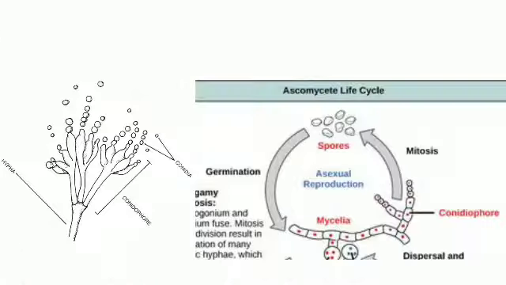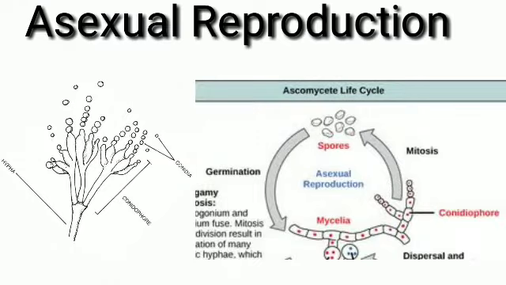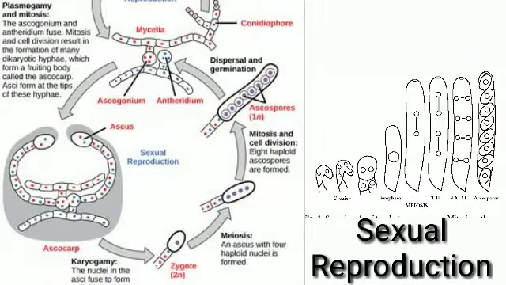Now let us see the reproduction in Ascomycetes. Asexual reproduction is done by conidia, and sexual reproduction is done by somatogamy and gametangial contact. Let us see somatogamy. Ascospores are formed during sexual reproduction. On this basis, they are named as Ascomycetes. There are three stages in sexual reproduction of Ascomycetes, you already know that: Plasmogamy, Karyogamy, and Meiosis.